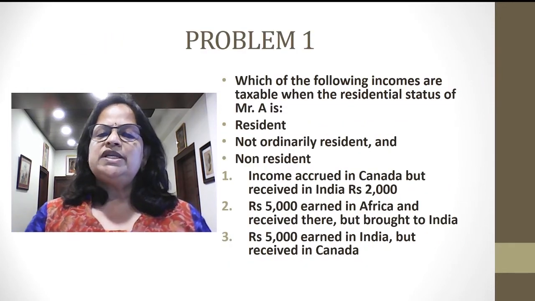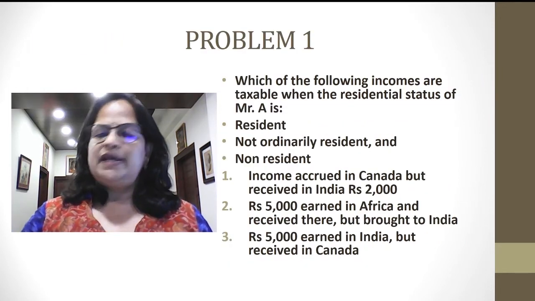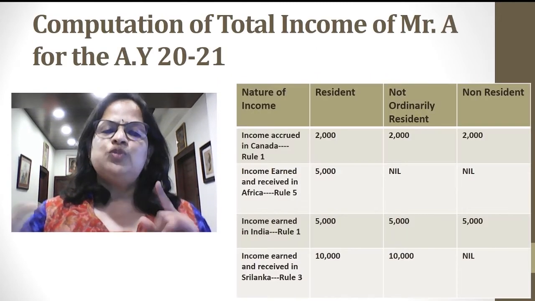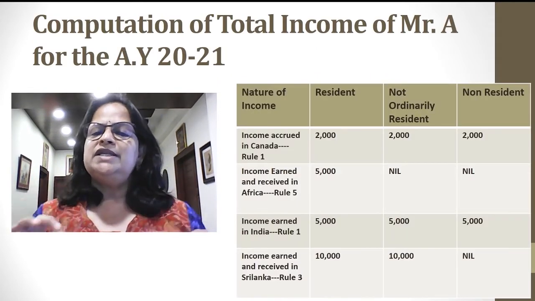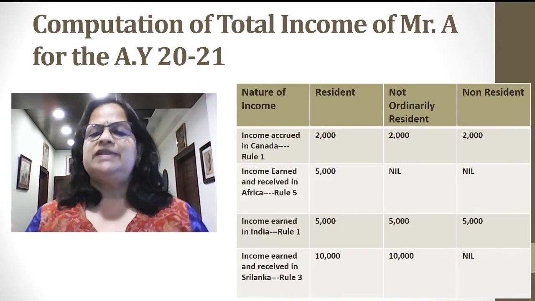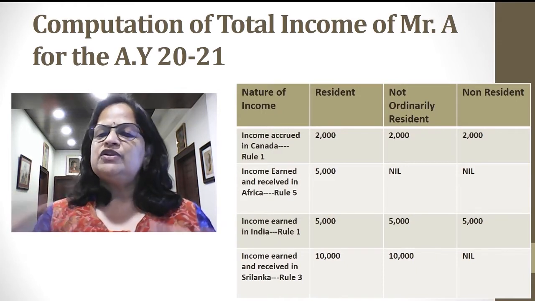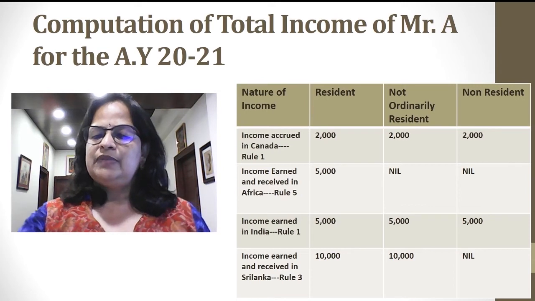Now, point number 3. Rupees 5,000 earned in India but received in Canada. See, earned in India, that's very, very important. Income earned in India will be taxable in all the cases. Rule number 1, 5,000 will be taxable in all the cases.